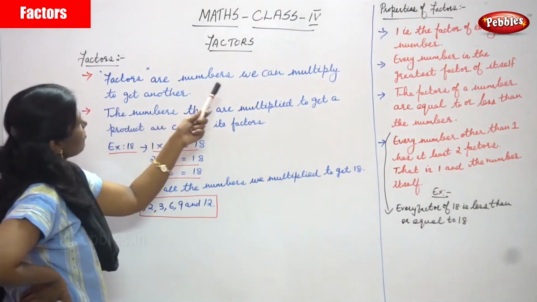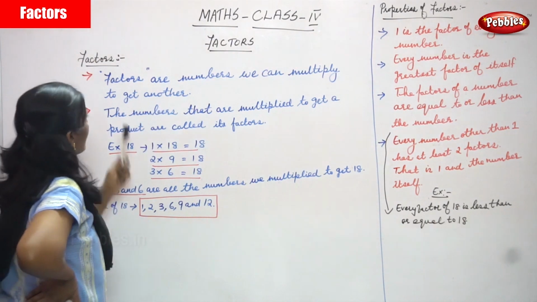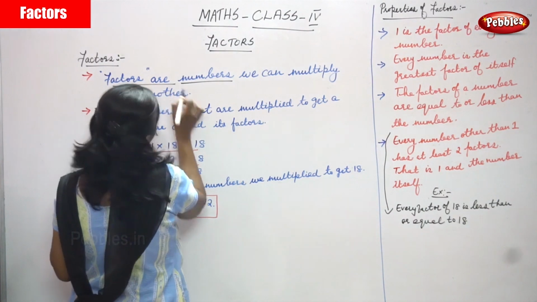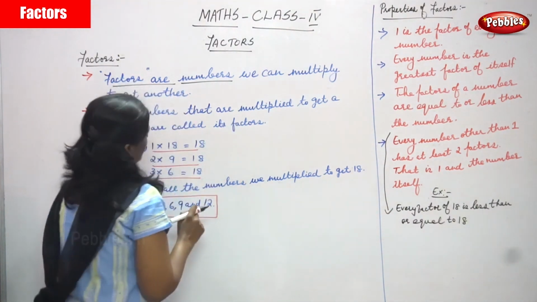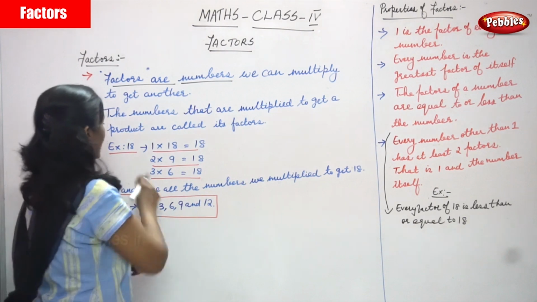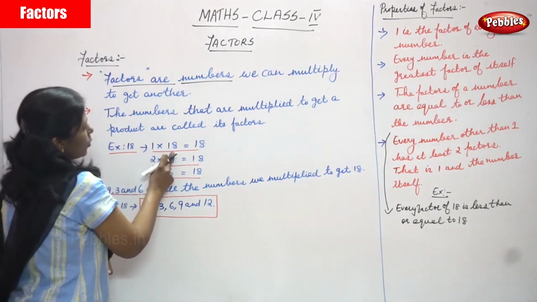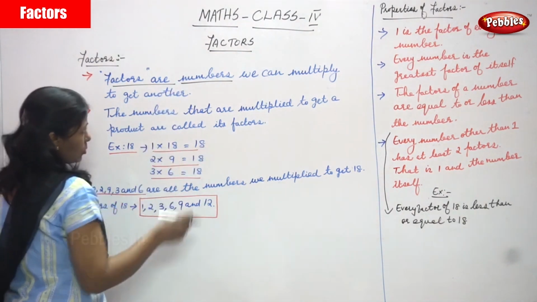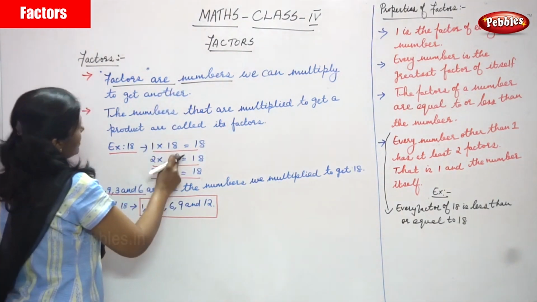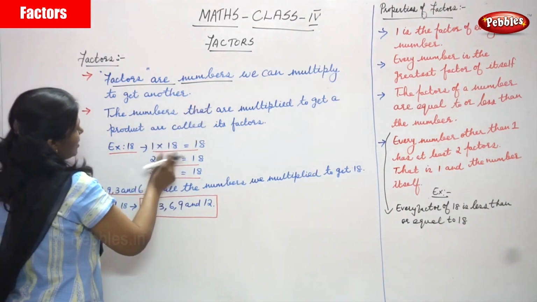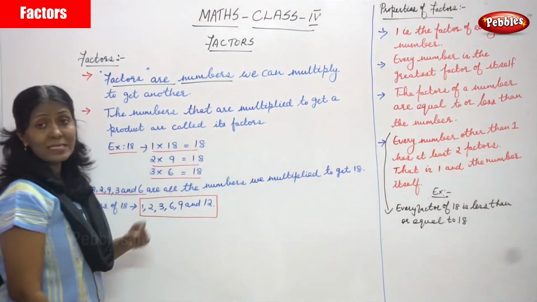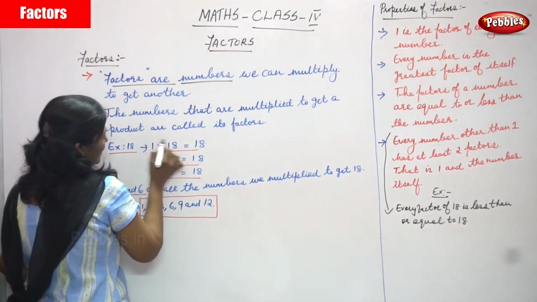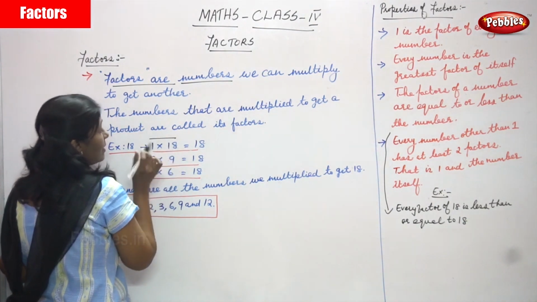Factors are numbers we can multiply to get another. So these are numbers. For example, the example is 18. 1 into 18, you can get 18. So these two are numbers, and they are multiplied. Factors are numbers we can multiply together, and you get the result that is called a product. So these two numbers, 1 and 18, are called factors.